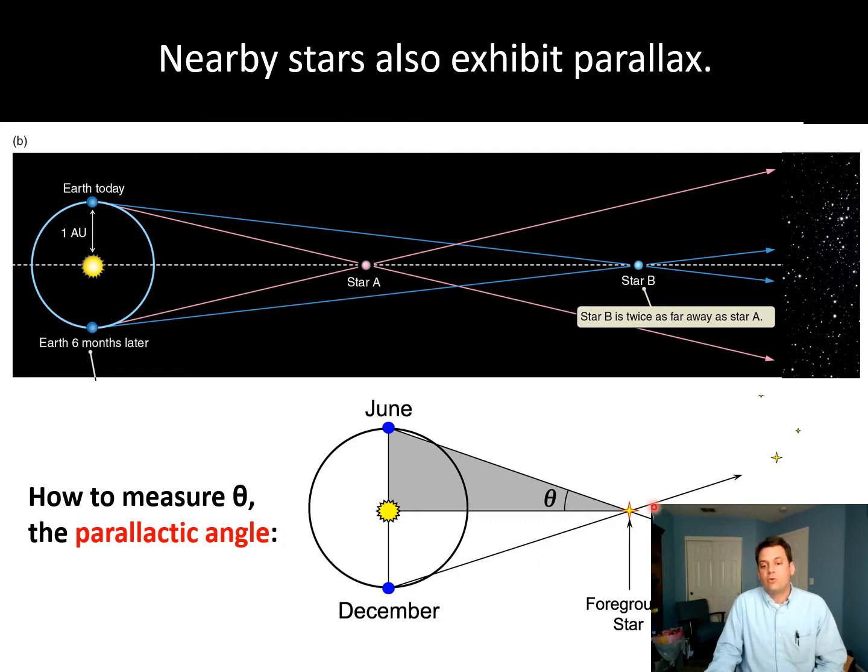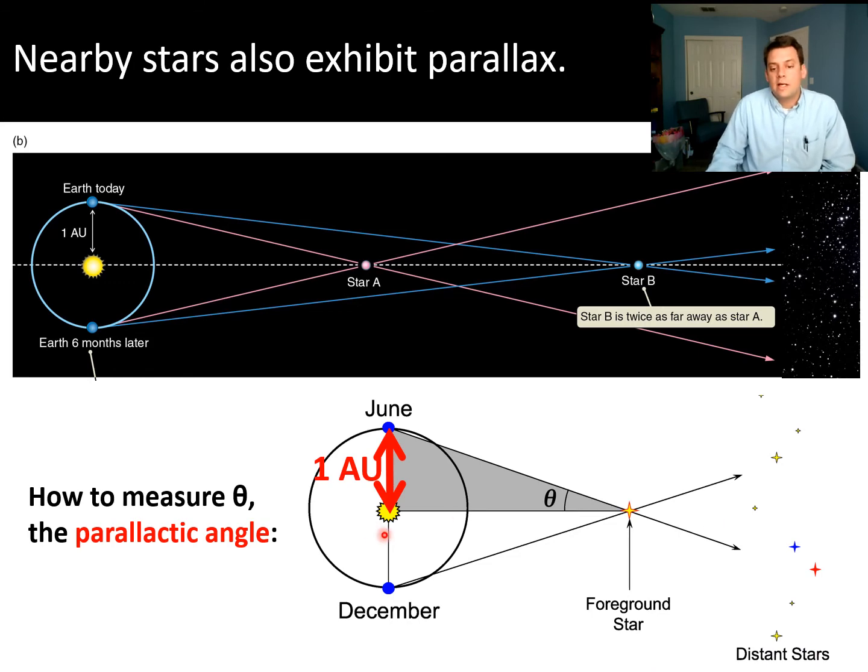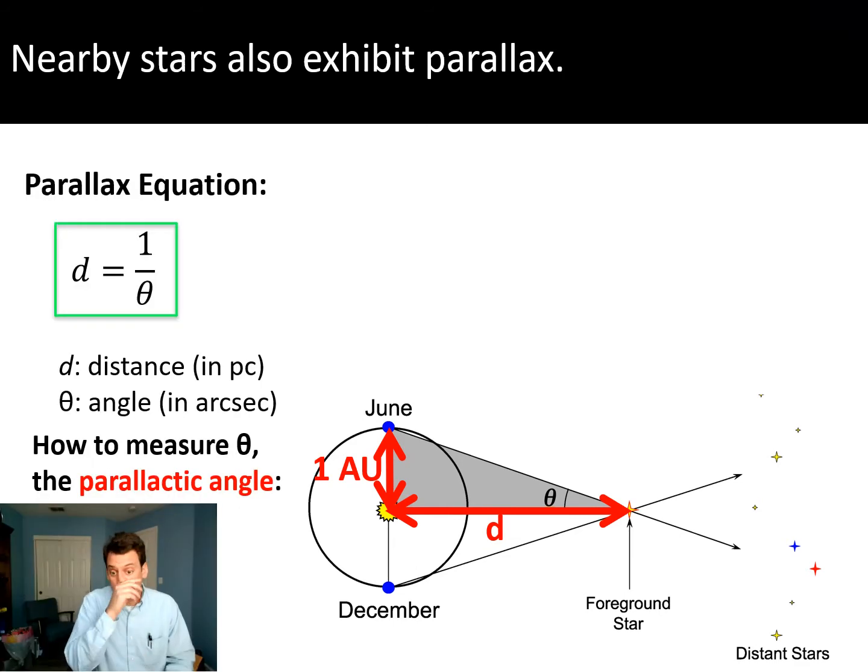So the key is to look at this shaded triangle here. For those of you that have taken geometry or trigonometry recently, this will be completely obvious. For those of you that haven't done it so recently, this will just be a fun refresher. So the key is to recognize that the distance between the sun and the Earth in its orbit is 1 astronomical unit, right? So that's a distance that we know. And then there's some unknown distance, d, that is the distance from the sun to this foreground star, right? So we want to relate that to this angle theta.